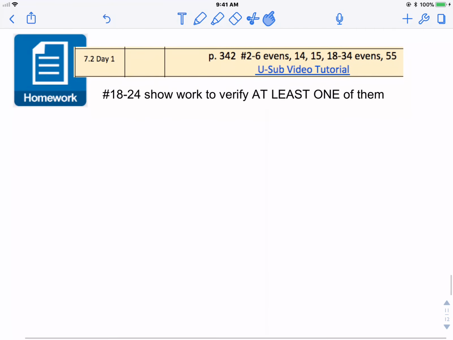So u substitution is going to take you a little bit of practice. It's going to give you suggestions on what to use for u's on some of these. On 18 through 24, please make sure that you show the work on one of them. Pick one of that set of evens, 18 to 24, to verify at least one of them, but you don't have to verify every single one. And on the syllabus page, there is a U Substitution video tutorial as well, so if you need to see more ideas and hear a different voice to work on that, you can.